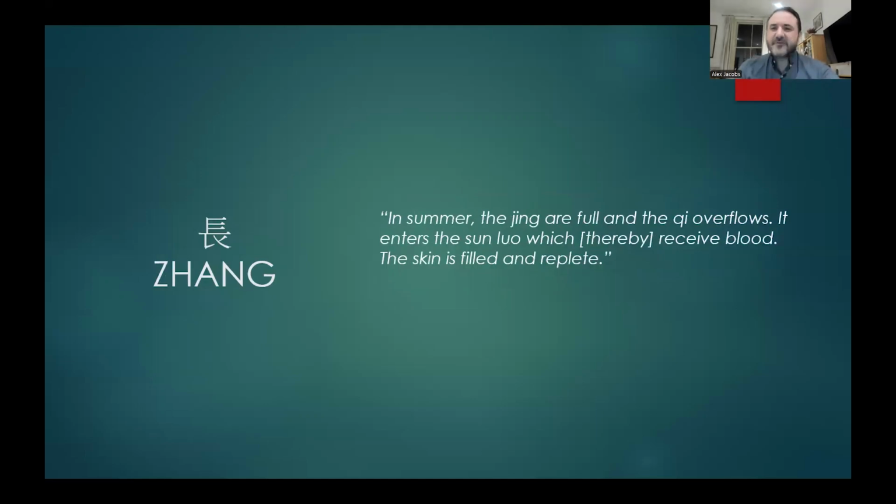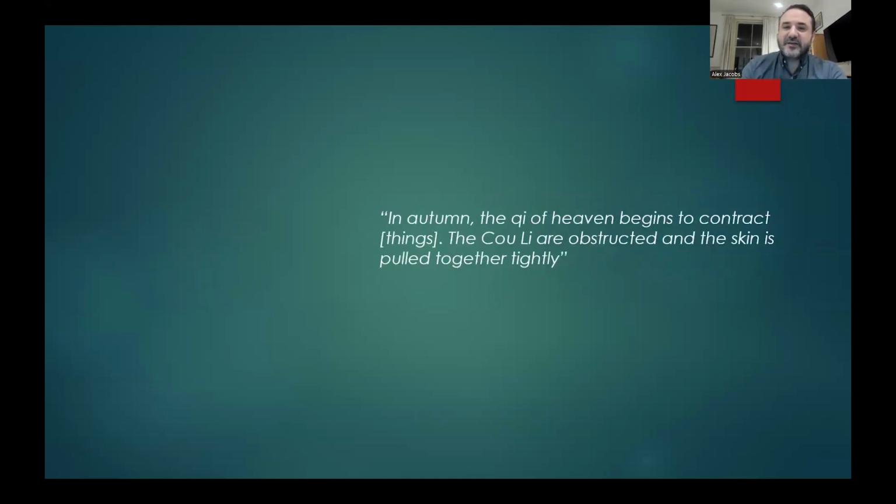In the summer, the jing are full and the qi overflows. It enters the sun law, which thereby receive blood, and the skin is filled and replete. So the sun law again are the capillaries, and this is the Jiang phase. And in autumn, the qi of heaven begins to contract things. The soli are obstructed, and the skin is pulled together tightly. So as you'll see, shou means gathering. So there's this gathering force that happens in the autumn. Everything pulls together.